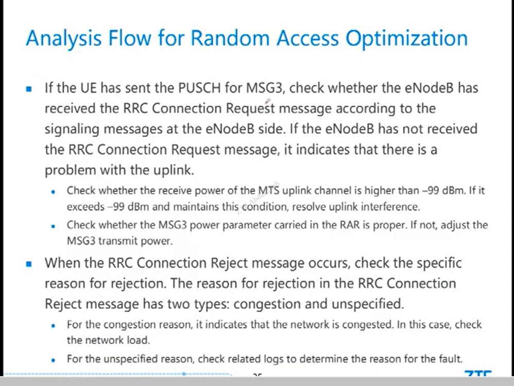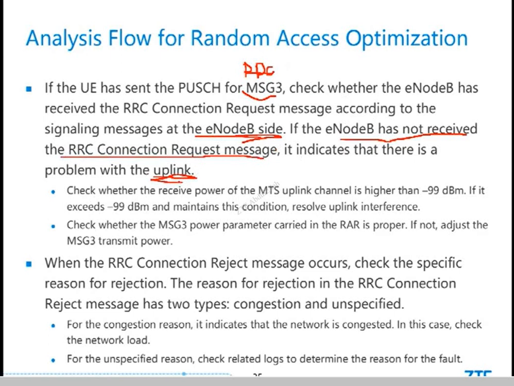And message 3. Message 3 is actually related to the RRC connection request. If message 3 cannot reach the eNodeB, it means the RRC connection request cannot reach the eNodeB. The first thing is to check the request message according to the eNodeB site records. If the eNodeB site has not received it, there is some problem with the uplink. The same, right? Message 3.